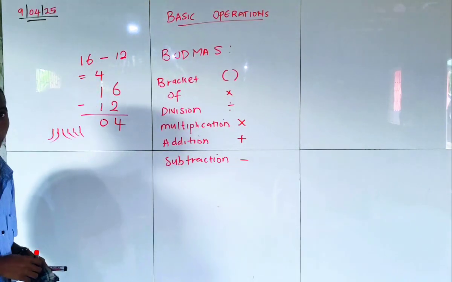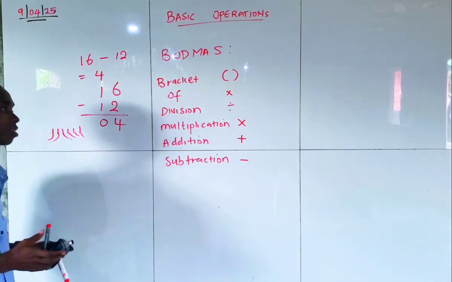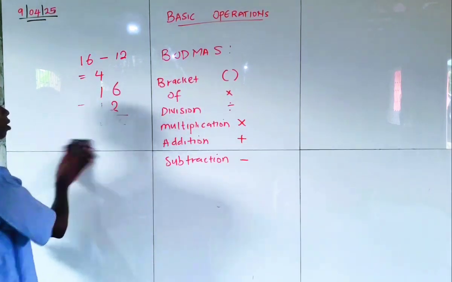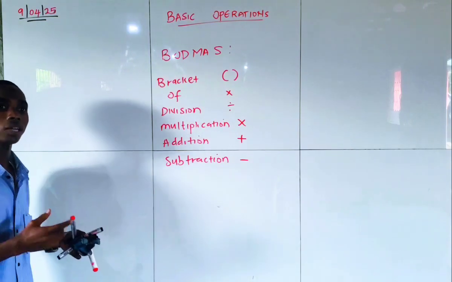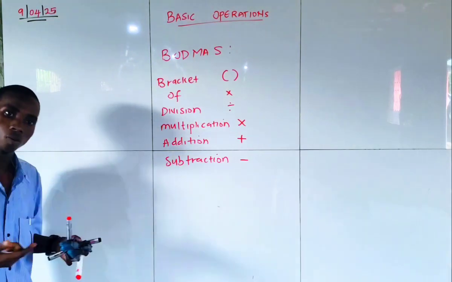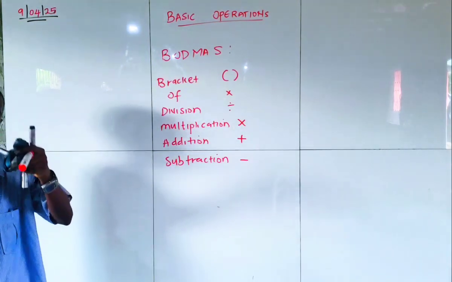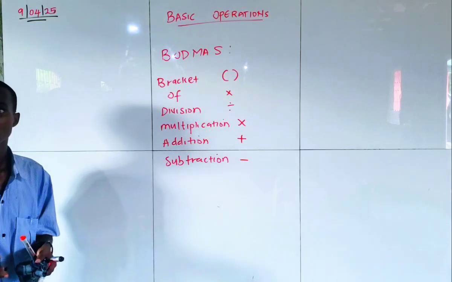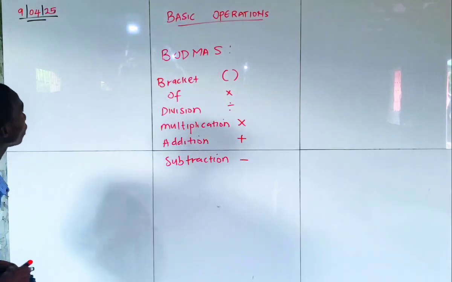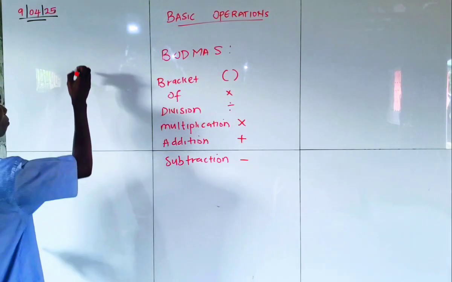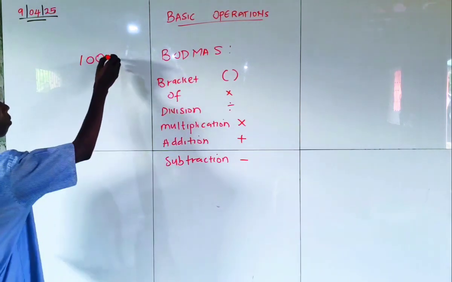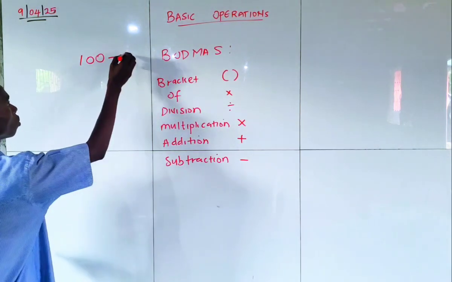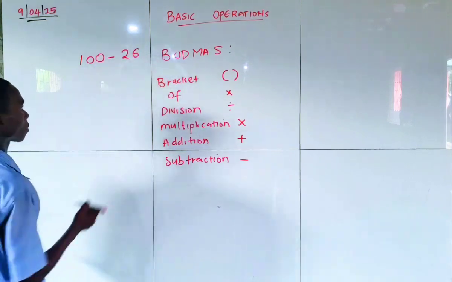Now, like I said, if maybe you are given a number and you cannot subtract it, what you need to do now is borrow from the other side. I will show you what I mean. Now, for example, if we are given, let's say, 100 minus 26.